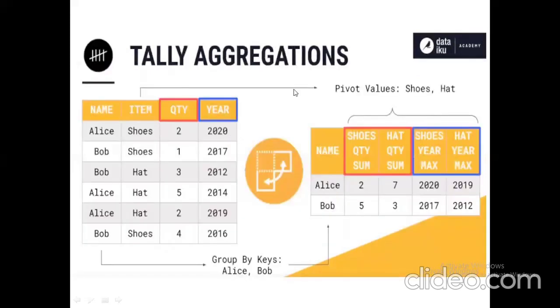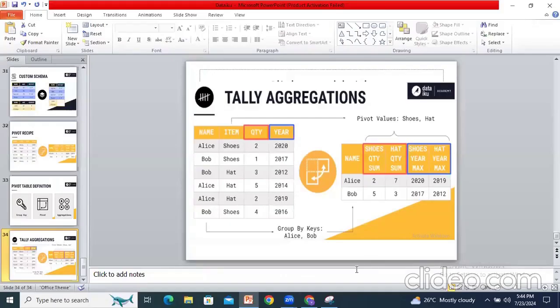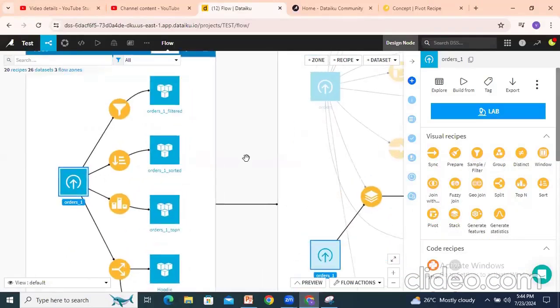Aggregations are quantity and year. Okay. Next, if you tally the aggregations, the same thing I have given clearly: group by keys, Alice and Bob. Then pivot values, shoes and hat, sum of quantity, max of year. That is the only simple thing. Let's go back to Dataiku and we'll run the recipe.